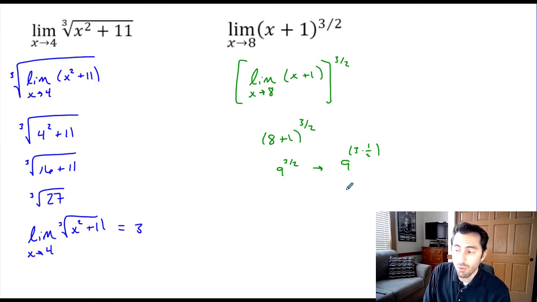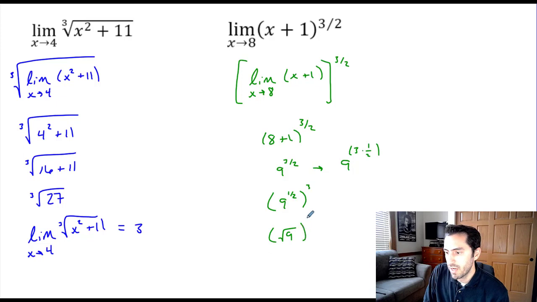Depending on the order you want to go, I'm going to rewrite this as 9 to the 1/2, and then I'm going to put that to the 3rd, just because it's going to be a little bit easier to take the square root of 9. So here we have the square root of 9 cubed. The square root of 9 is 3, and 3 cubed, we end up with 27.